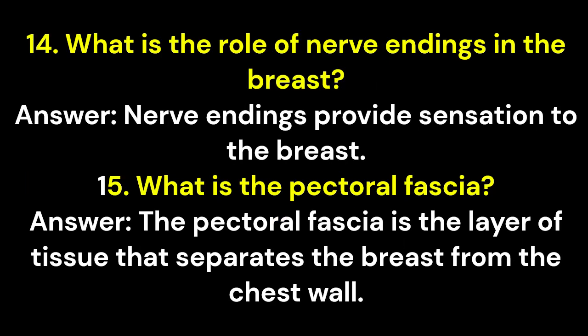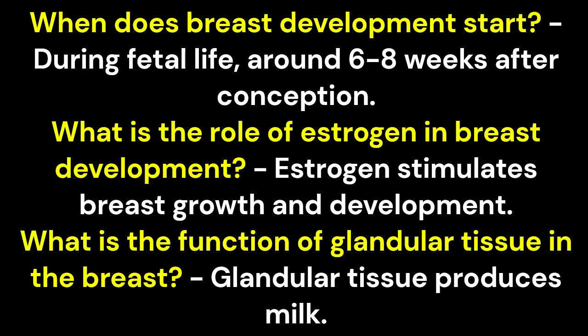14. What is the role of nerve endings in the breast? Answer: nerve endings provide sensation to the breast. 15. What is the pectoral fascia? Answer: the pectoral fascia is the layer of tissue that separates the breast from the chest wall. Here are 50 questions and answers about breasts, including some related to breast health.